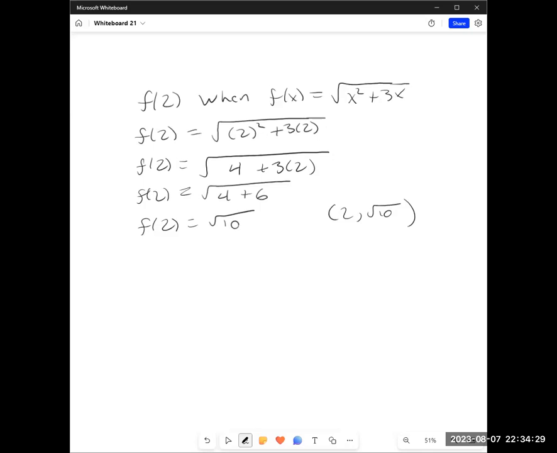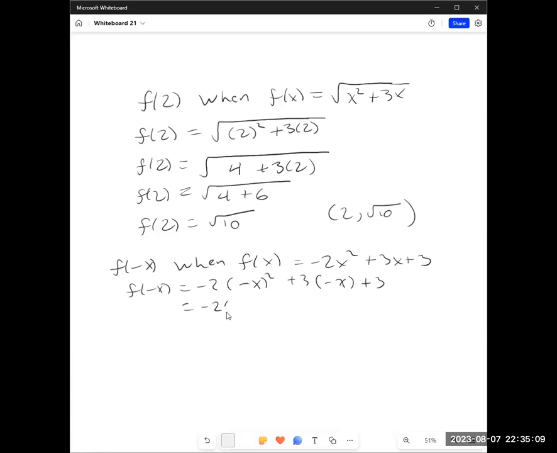Now we're going to go ahead and stick in an expression instead of a number. So I want to find f of -x when f of x is equal to -2x squared plus 3x plus 3. So that means that f of -x is going to be -2 times (-x) squared plus 3 times (-x) plus 3.